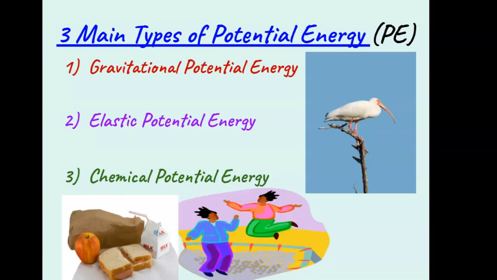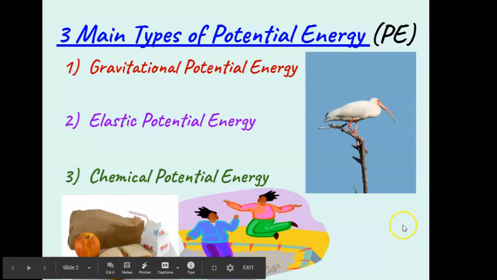energy. Look at the 3 pictures that are there and decide which you think matches with each one. Let me explain what you're seeing. So you're seeing a bird in the tree above the ground. Number 2, you might be seeing girls jumping on a stretchy trampoline. And then number 3, you might see food that helps to give you energy throughout the day. Let's continue talking about each of these types.